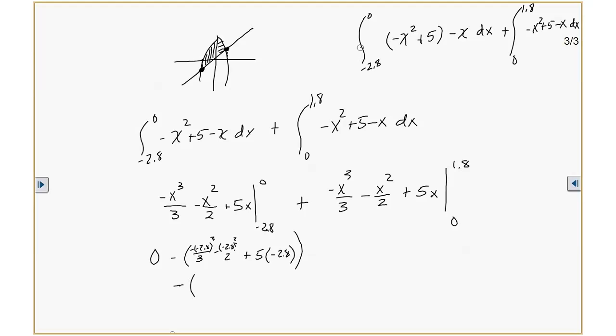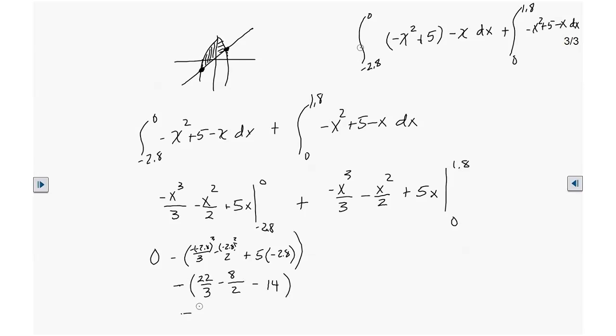Somebody take 2.8 and raise it to the third power. What do you get? I'm sorry, what? 22? I'll just say 22 over 3. And take 2.8 and raise it to the second power, but it's going to be a minus. So that's going to be minus. What's 2.8 to the second power? 7 point what? 7.8, so we'll say 8 divided by 2. I'm just rounding. And then negative, what's 5 times 2.8? I'm sorry, 14.